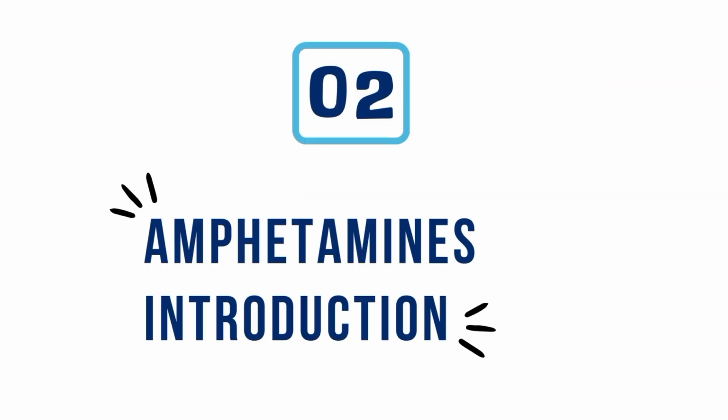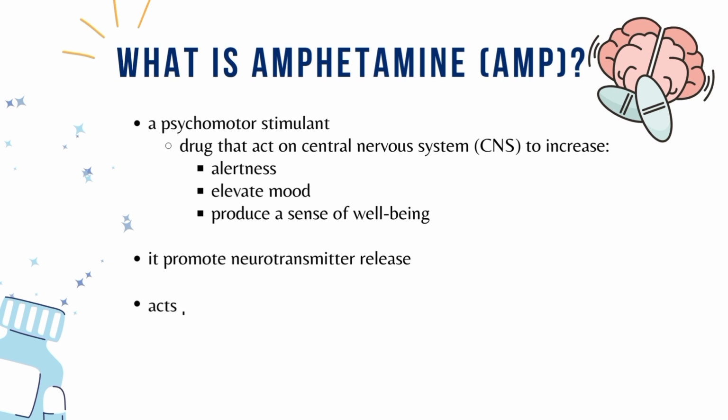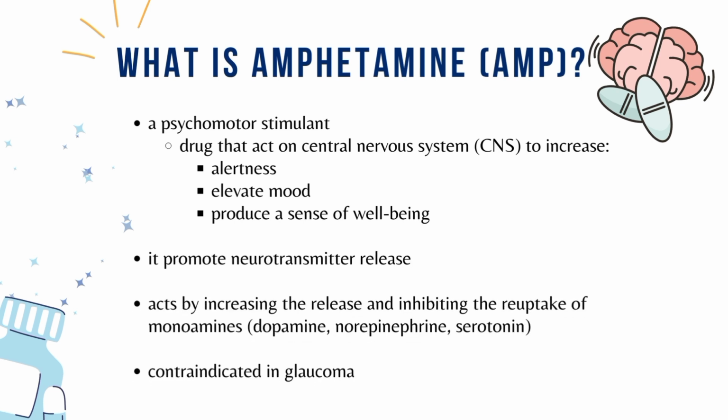Okay, let us see about amphetamine. What is amphetamine? Amphetamine is a psychomotor stimulant, which is a drug that acts on the central nervous system to increase alertness, to elevate mood, and also produce a sense of well-being. Amphetamine also promotes neurotransmitter release. It acts by increasing the release and inhibiting the reuptake of monoamines. Monoamines are dopamine, norepinephrine, and serotonin. Amphetamine is contraindicated in glaucoma.